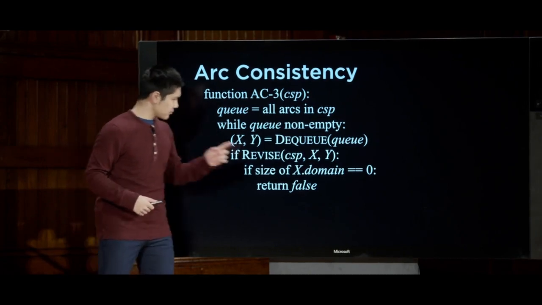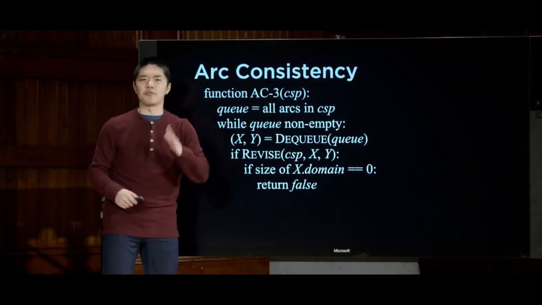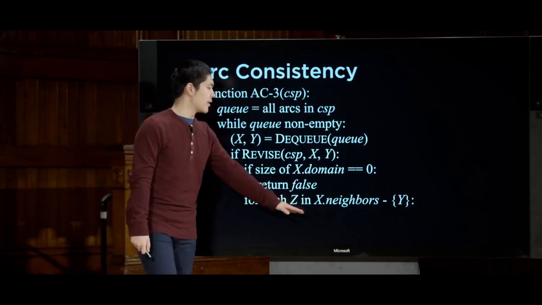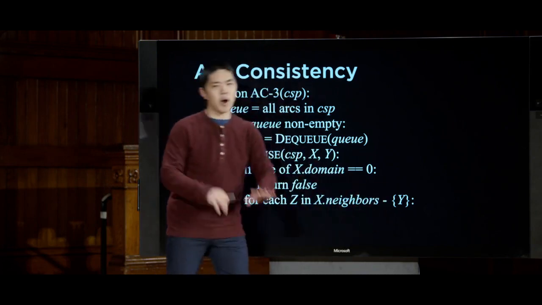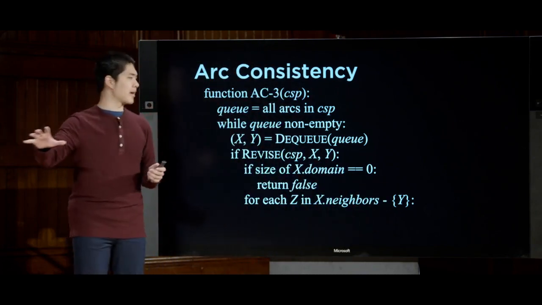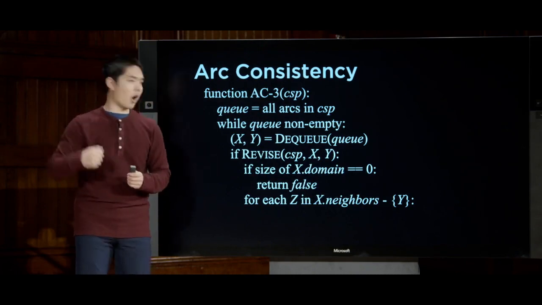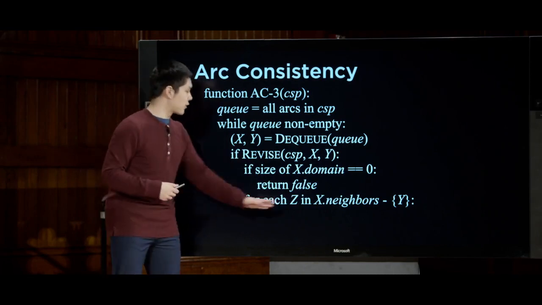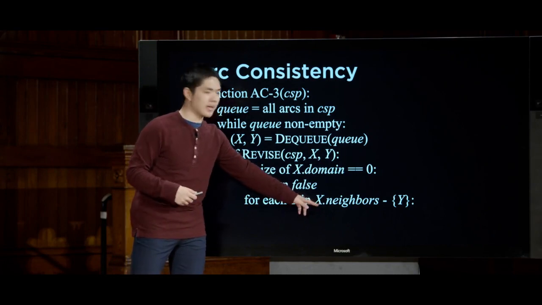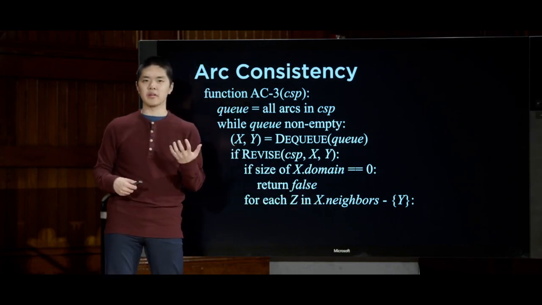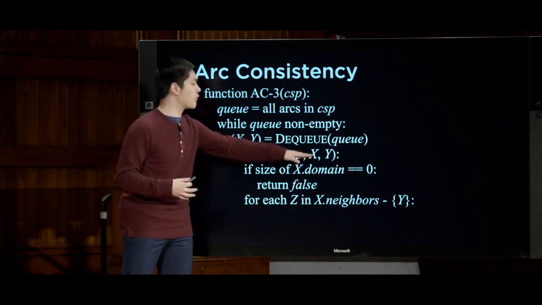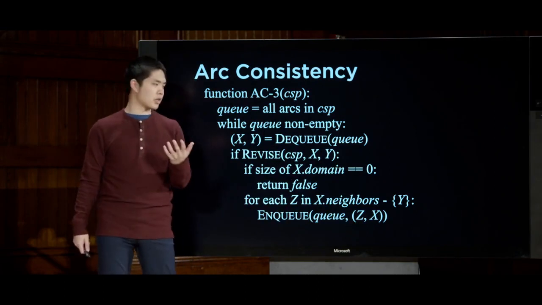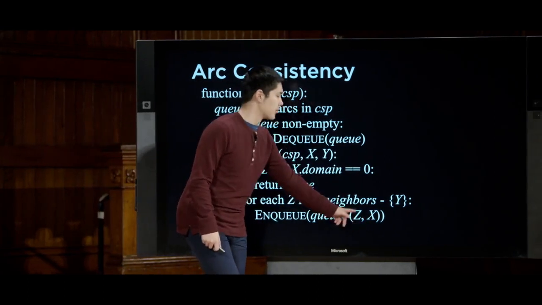But otherwise, if there are things left in x's domain, but fewer than before, then we'll loop over each variable z that is in x's neighbors except for y. Y we already handled. But we'll consider all of x's other neighbors and ask ourselves, well, that arc from each of those z's to x might no longer be arc consistent. Because while for each of z's possible values there might have been a possible option we could choose for x, now there might not be because we removed some elements from x's domain. And so we'll enqueue, adding to the queue, this arc zx for all of those neighbors z.